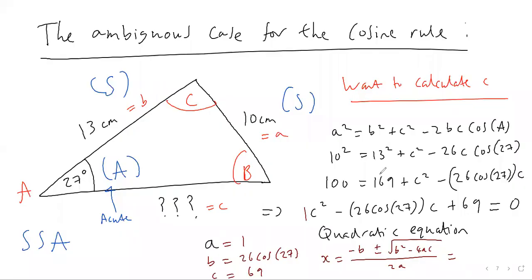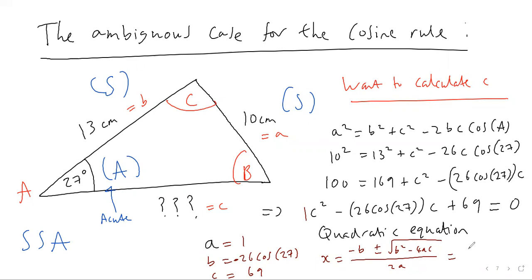Apologies, sorry, I mistyped a number into my calculator, so it won't be a two negative value. Sorry. When you plug in, your A value is 1, so this should be a negative sign. That's the mistake I made. So your B value in your quadratic formula is going to be negative 26 cos 27. So your A value 1, negative 26 cos 27, and then a C value is 69. Solve that equation.